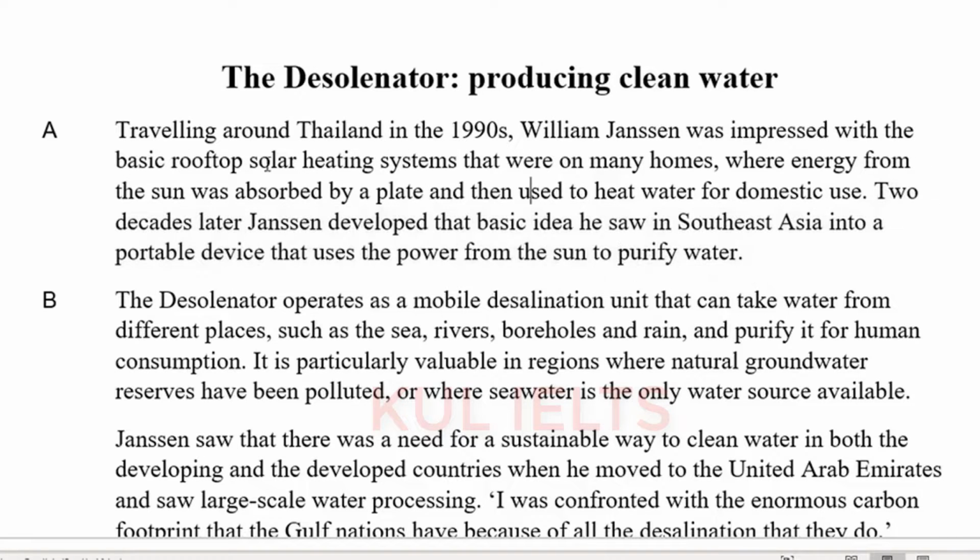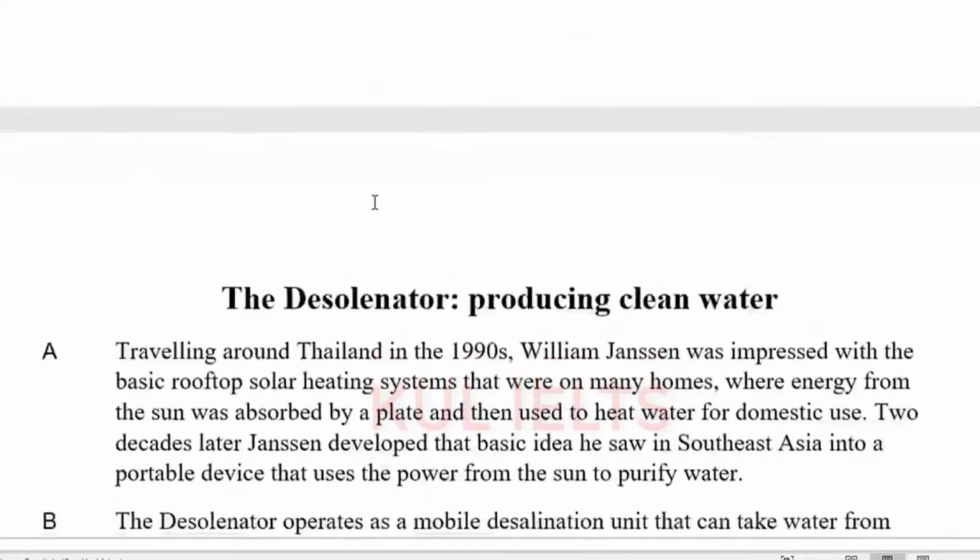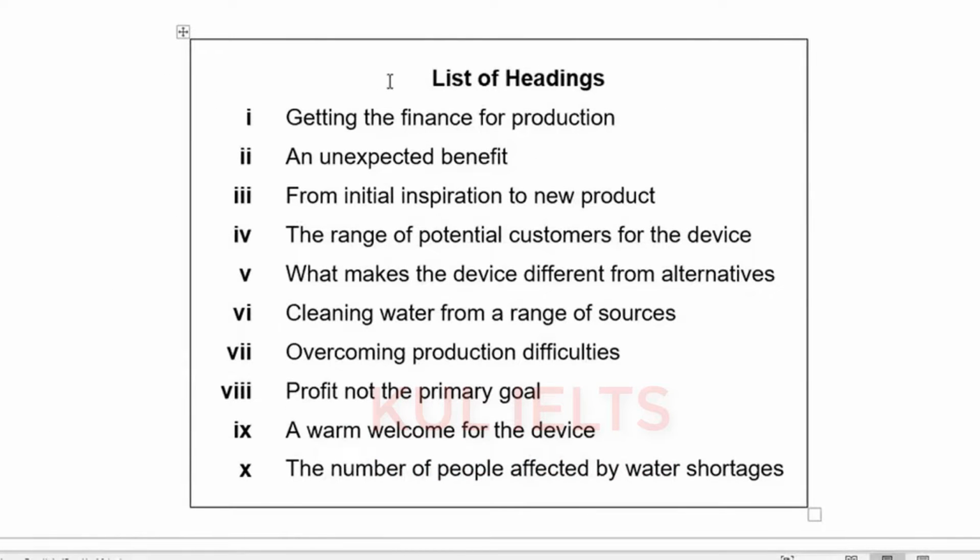Traveling around Thailand in the 1990s, he was impressed with the rooftop solar heating systems that were on many homes. So we're talking about solar heating systems on the roof, where energy from the sun was absorbed by a plate and used to heat water for domestic use. 2 decades later, 20 years later, he developed that basic idea into a device that uses power from the sun to purify water. All right. So there I looked at the second sentence as well, just because it's a 2-sentence paragraph. You might as well just look at it.